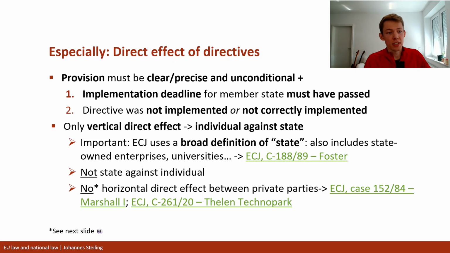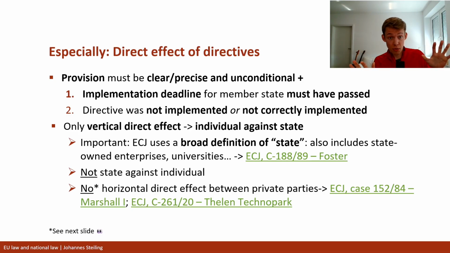But remember this: vertical direct effect, yes. Me against the state, yes. Me against a company or an individual, no. No horizontal direct effect between parties. This is Marshall, the ECJ Marshall decision, and it has been confirmed a lot of times, right?